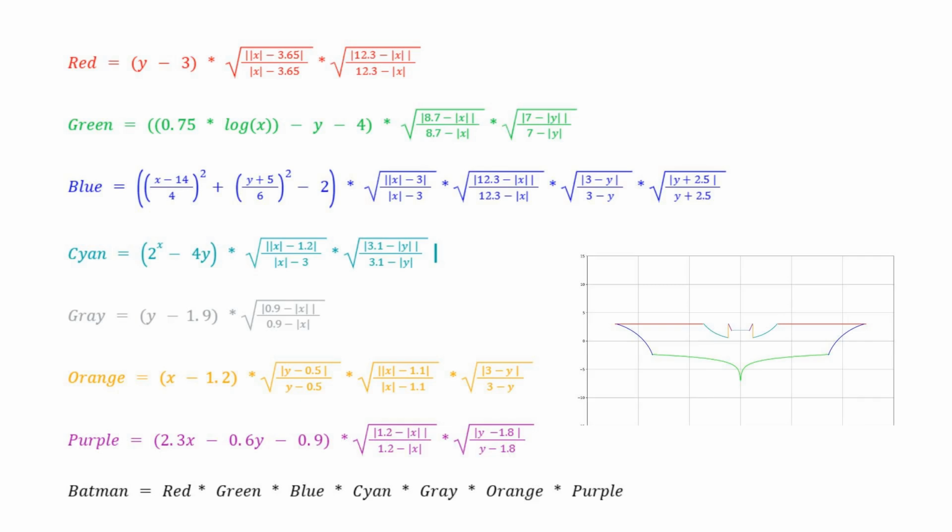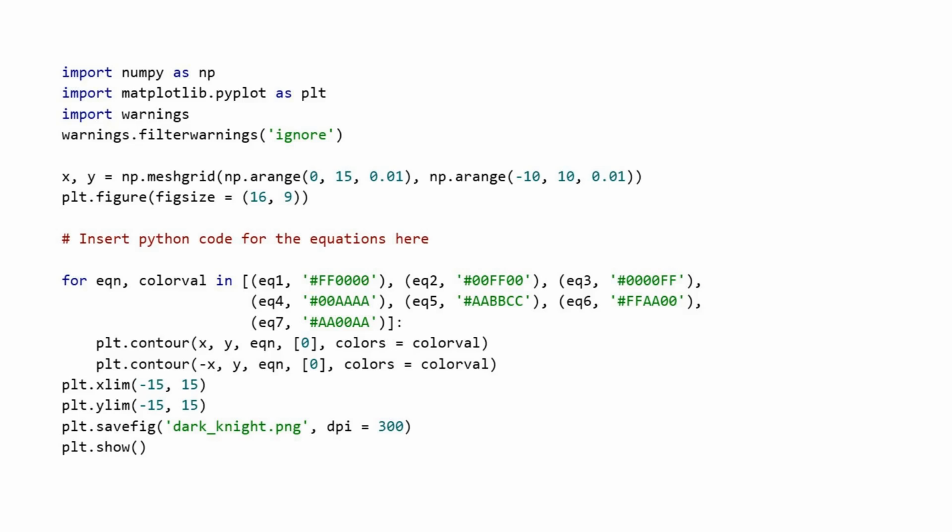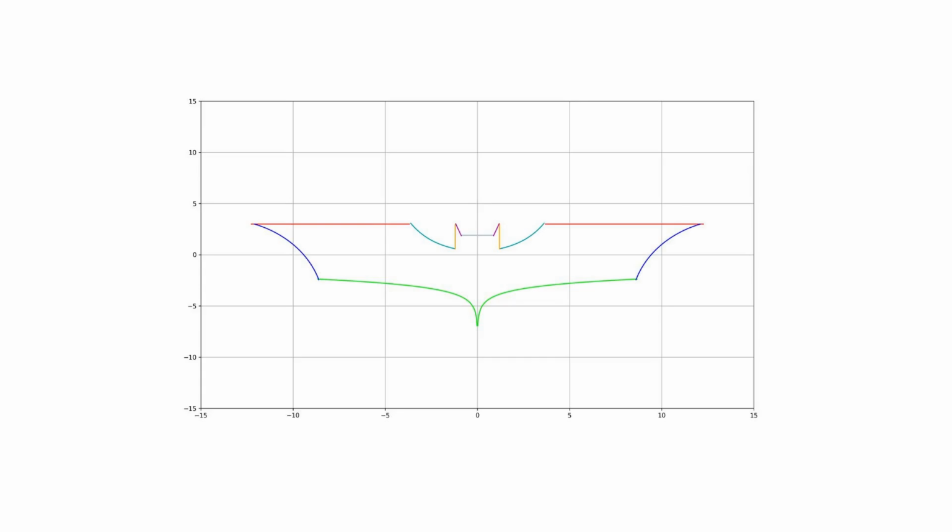This is where Python, NumPy, and Matplotlib come in. Here is the code to plot the equations on a graph. NumPy creates the plot points, and Matplotlib plots them. All we need to do is write the Python code for the equations, and we'll get this beauty. Since this is a curve that is symmetric with respect to the y-axis, we can save some computational time by mirroring the right half. Feel free to play around with the colors.